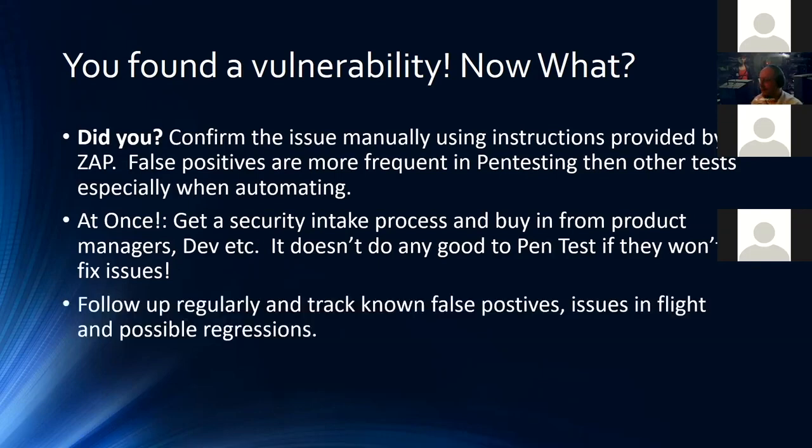And you should be following up regularly, tracking down known false positives, issues in flight, possible regressions. You should be treating it in a lot of ways like other bugs that you find and other issues in the automation. If something occurs and you find a vulnerability, you should assume at some point that it could very well happen again. So you should be checking that regularly in some manner of regression path.